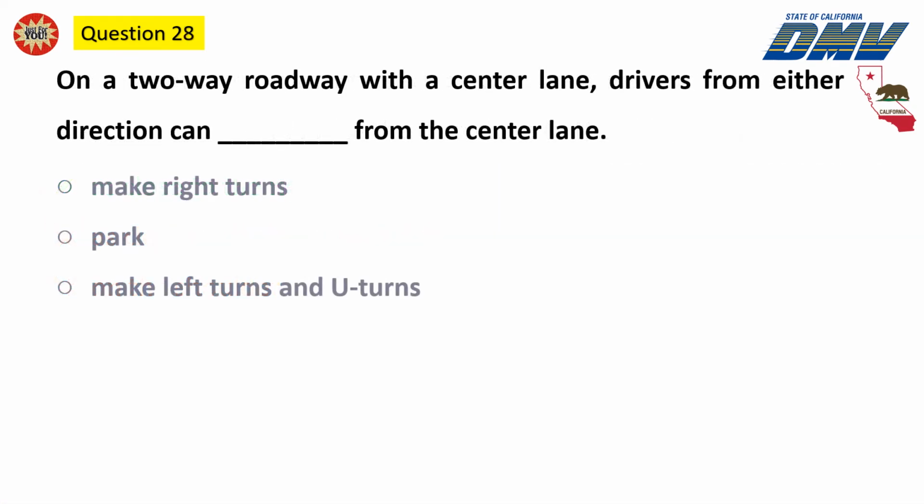Question 28. On a two-way roadway with a center lane, drivers from either direction can make right turns, park, make left turns and U-turns from the center lane.